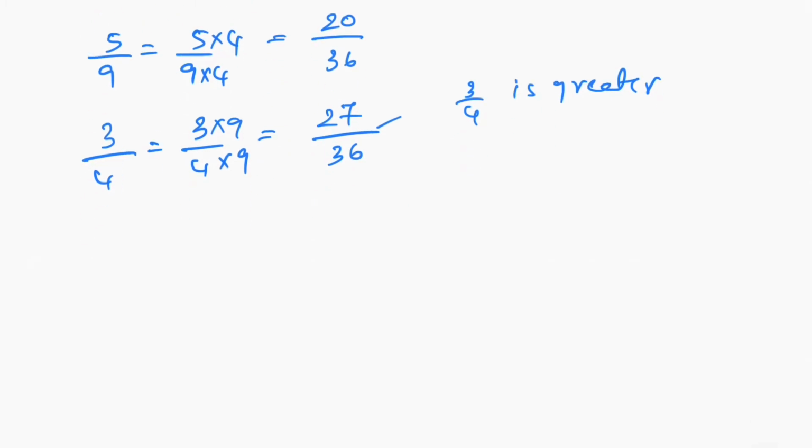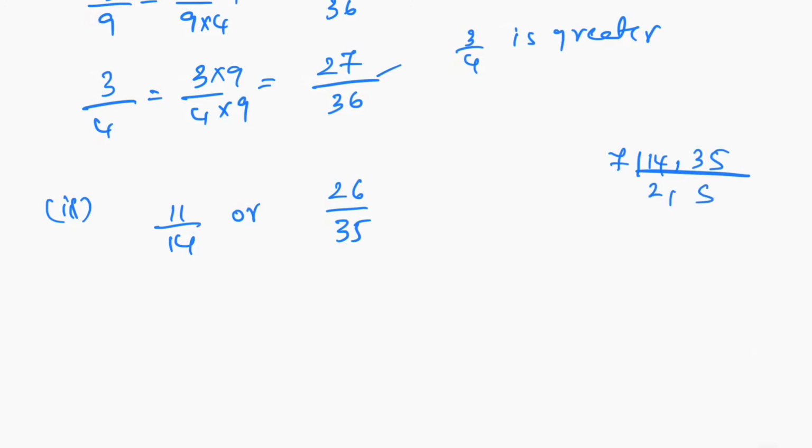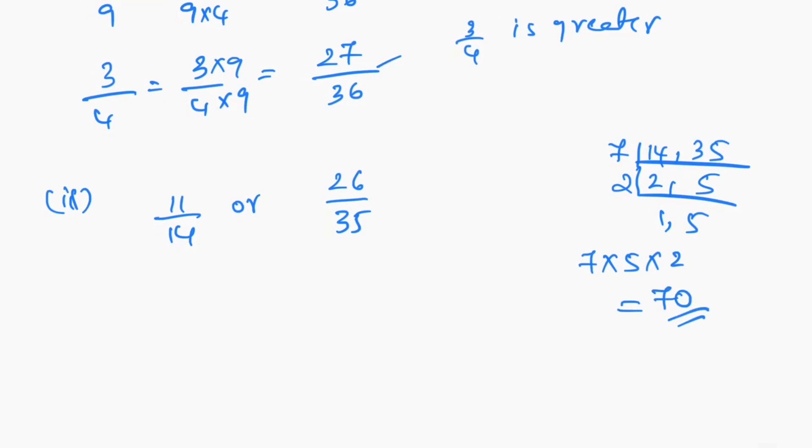Hope it's clear. Now coming to the third sub question. 11 by 14 or 26 by 35. In this case, I can take the LCM and check. 14, 35, 7. Correct? 7 will go 2 times, 7 will go 5 times. Then 2 and 5 remain. So LCM will be 7 into 2 into 5, that is equal to 70.